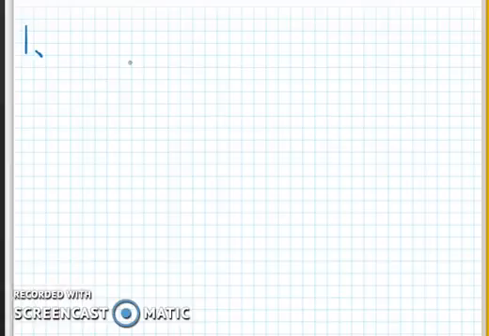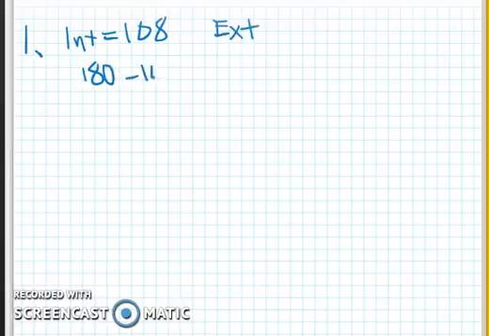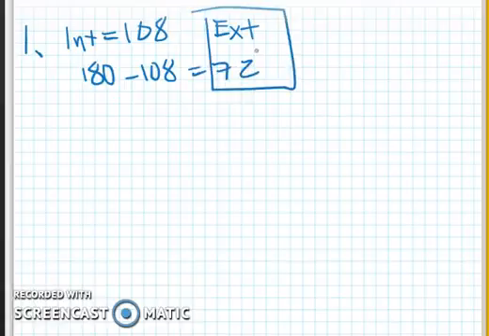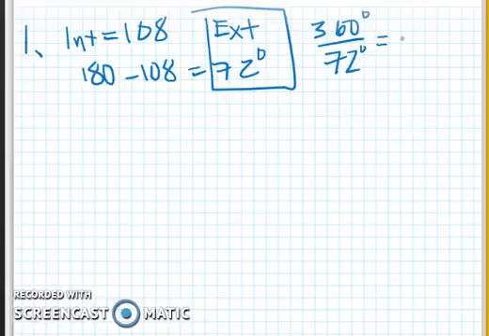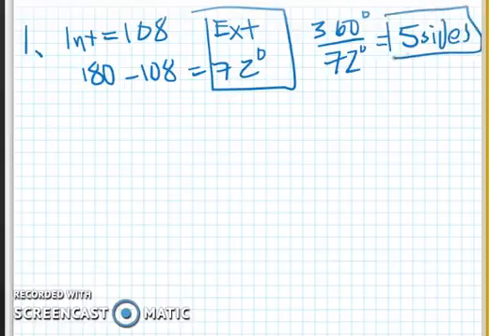Number one, it says find the number of sides of a regular polygon if the interior angle measures 108. So we have the interior angle equaling 108. If I can find the exterior angle, then I can easily find the sides. To do that, I'm going to take 180 and subtract 108, and that's going to give me 72 degrees, and that is the exterior angle. Now, I want to find the number of sides, so I just take the 360 and I divide it by the exterior angle. So this exterior angle fits into 360 how many times? The answer is 5 sides, so we're dealing with a pentagon.